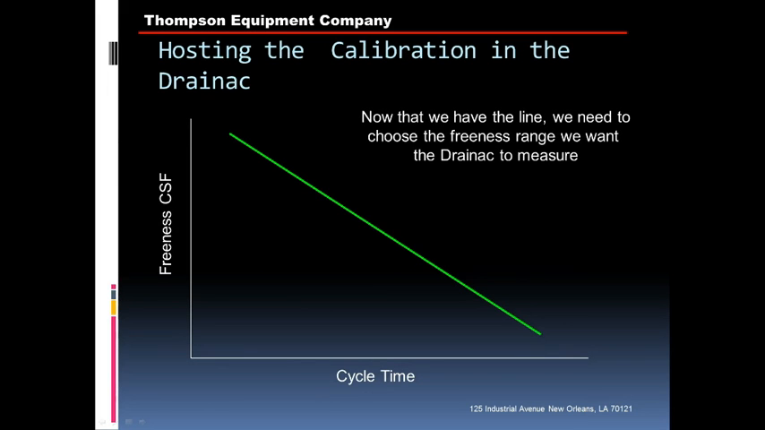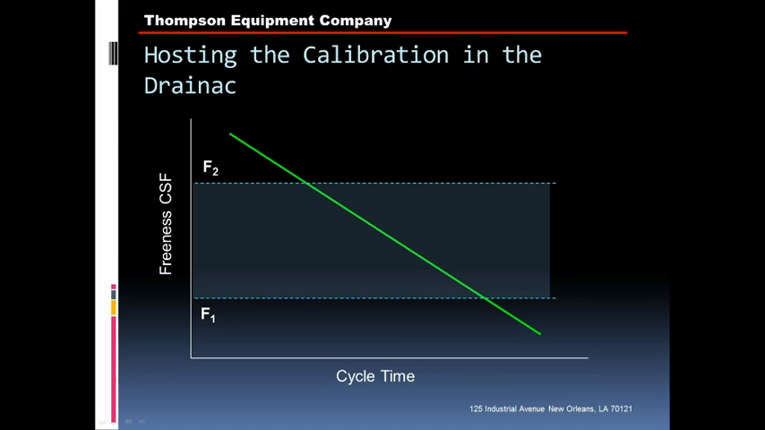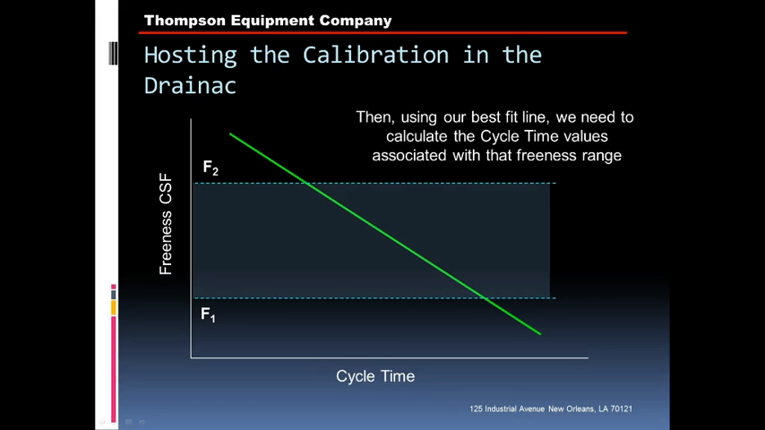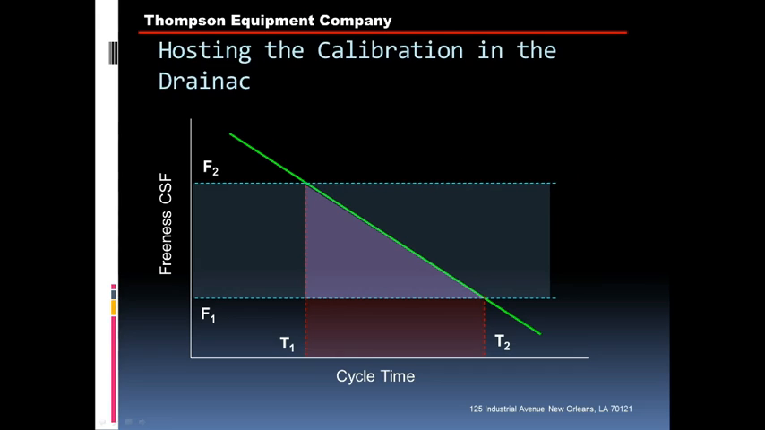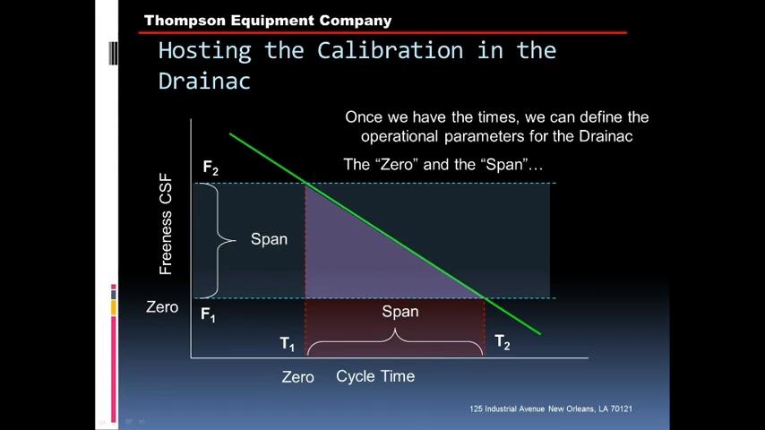The very first thing that we have to do is choose the freeness range that we want the Drainac to measure. So we're going to specify some freeness of 0 and some freeness span to get two values, F1 and F2. Once we have those values, we see where those values cross the line, and we can then calculate the cycle times that are going to be associated with that freeness range. In this case, the T1 and the T2. Applying the operational parameters to this graph, this is what we're looking at. So time 0 and span. And these are the values that you would then program into the Drainac.